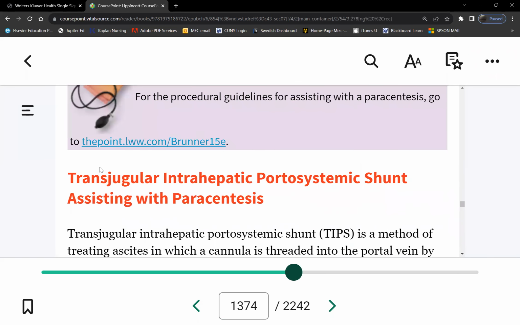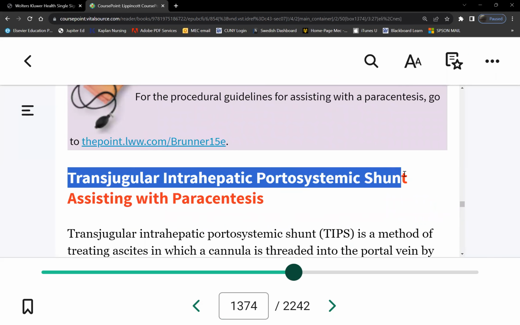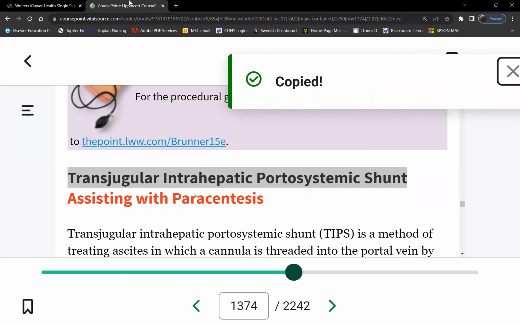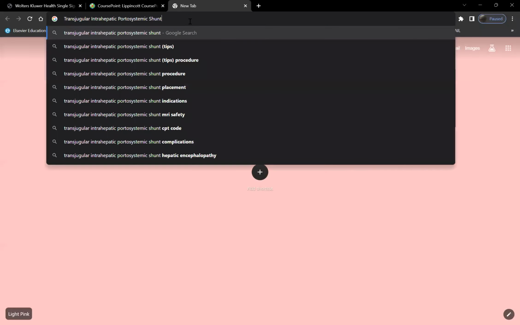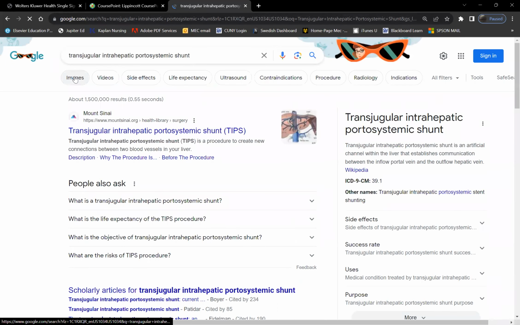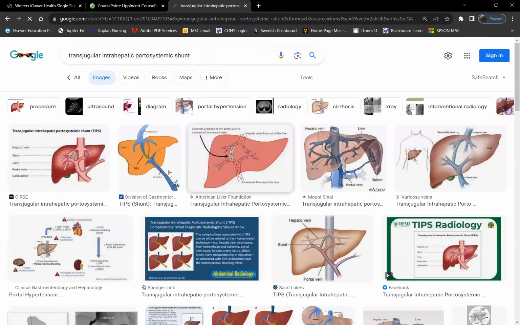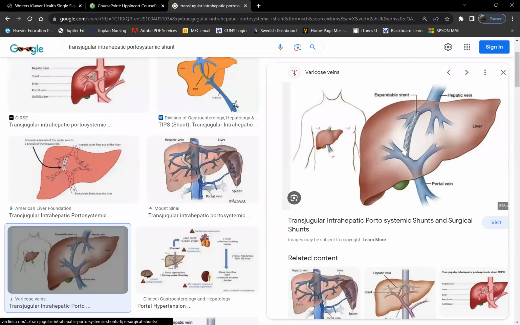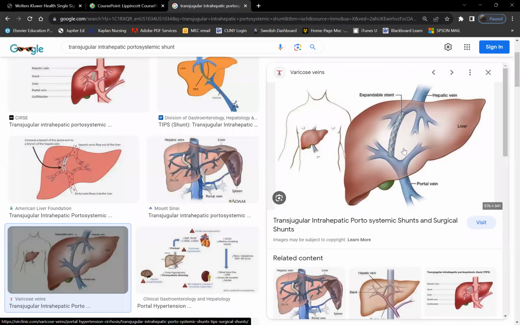The TIPS is, let me show you a picture. Here is where the shunt is placed. It's going to bypass the liver altogether, meaning blood, instead of passing through liver blood vessels, you know, the portal vein and everything, it will bypass the whole thing. It will go through the shunt straight into the inferior vena cava.